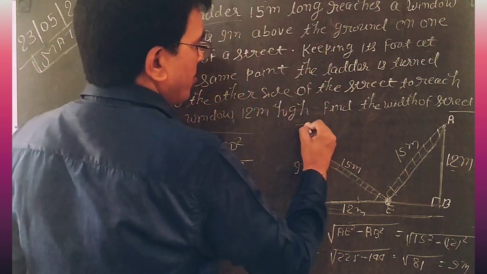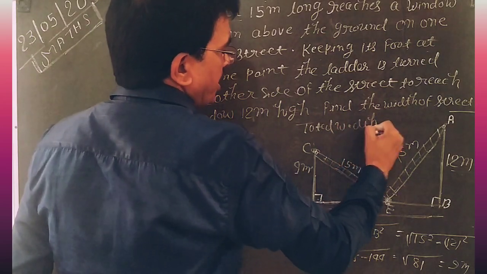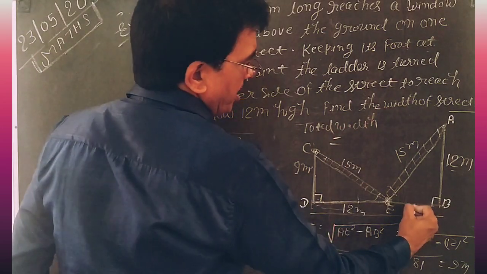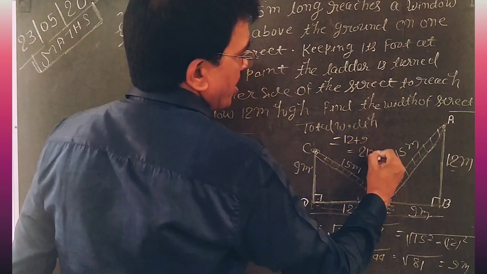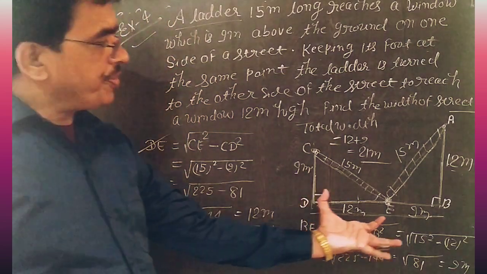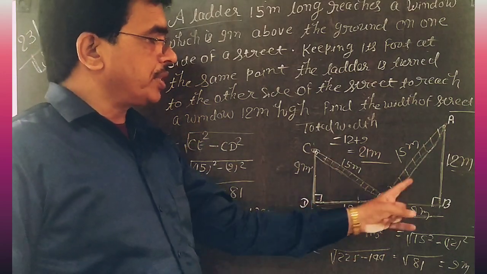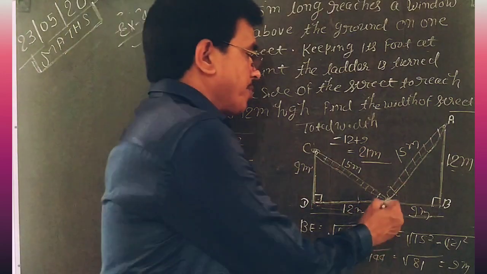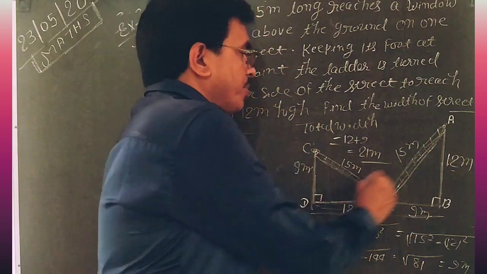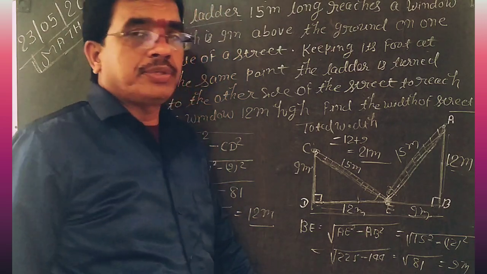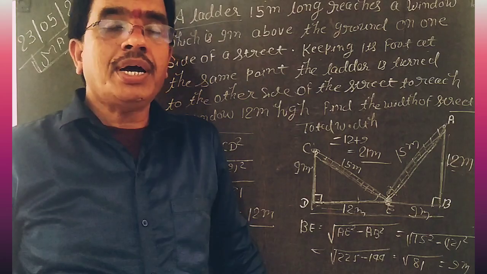So what is the total width? Total width of the street is equal to what? It is 12 meter and it is 9 meter. Then total width is 12 plus 9, that is 21 meter. It is the total width of the street if the length of the ladder is constant. One time the ladder is on this side, other time the same ladder is on the other side, but the heights of the windows are different. So you find 2 times the base and add it, then you get the total width of the street.